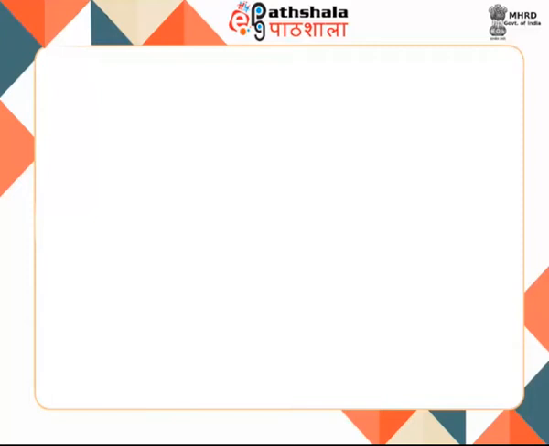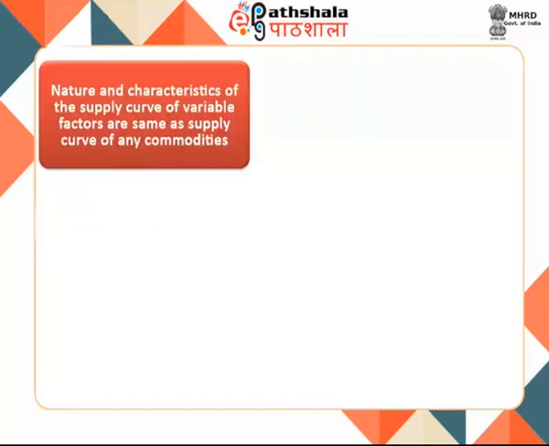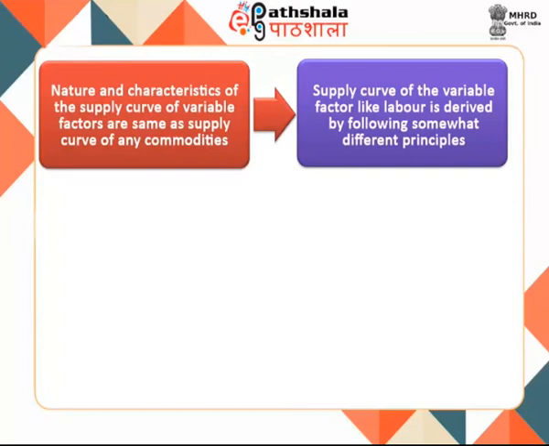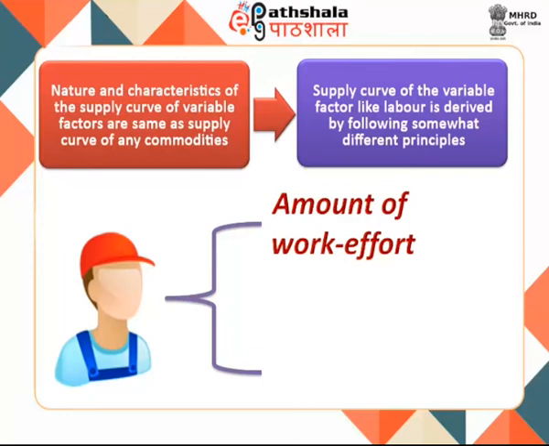Now we will derive the market supply curve of the variable factor in order to determine the equilibrium price of the variable factor. The nature and characteristics of the supply curve of variable factors like raw materials and various intermediate goods are the same as the supply curve of any commodity, while the supply curve of a variable factor like labor is derived by following somewhat different principles. The decision to supply labor depends on a worker's choice between the amount of work effort and the time he will spend for leisure with the changes in wage rate. Therefore, we can derive the supply of labor by an individual with the help of an indifference curve approach.